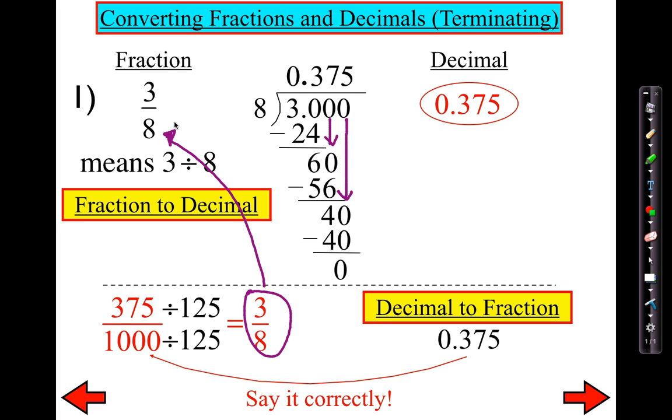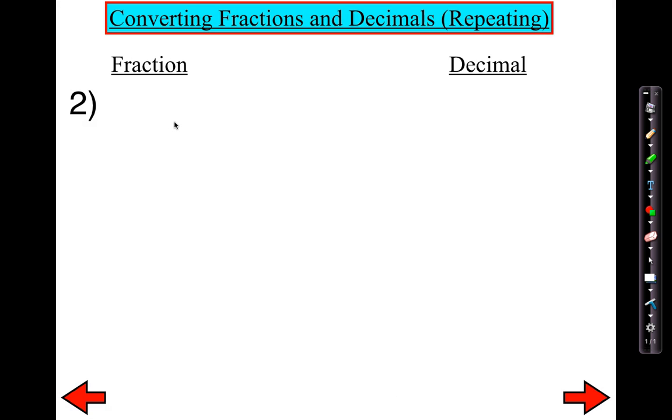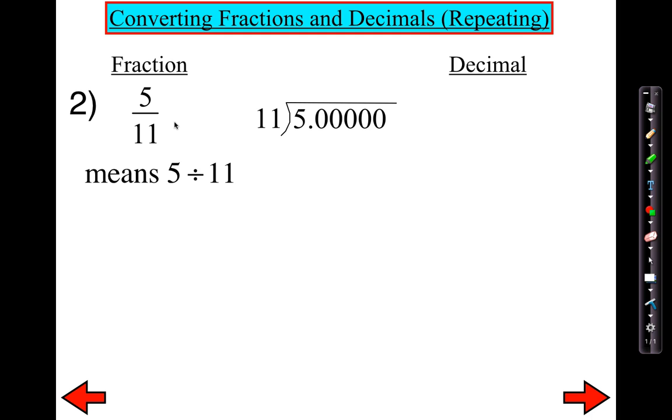Okay? If you don't get the same answer, then you might have done something wrong. Okay, so now let's try another example, except in this case, let's see what happens when the decimal is repeating. So here we have 5/11. This means 5 divided by 11. So I'm going to go ahead and divide.